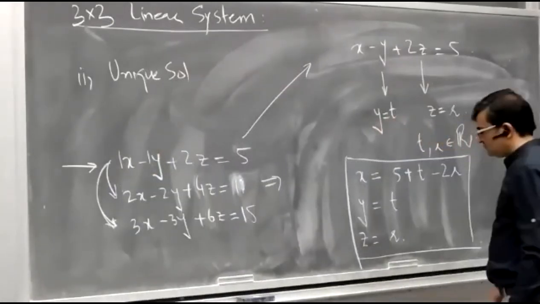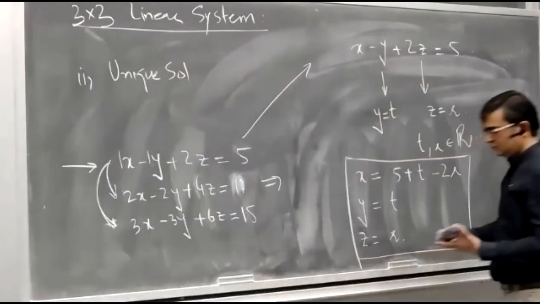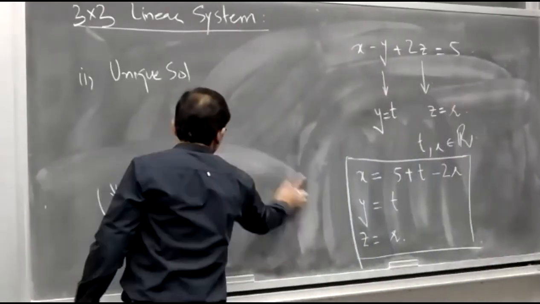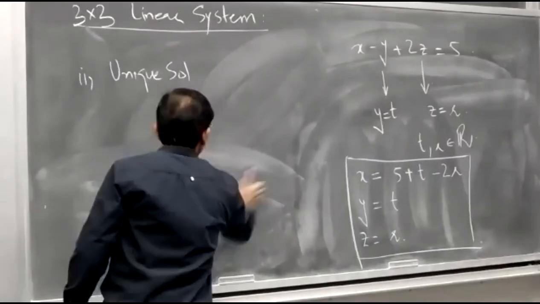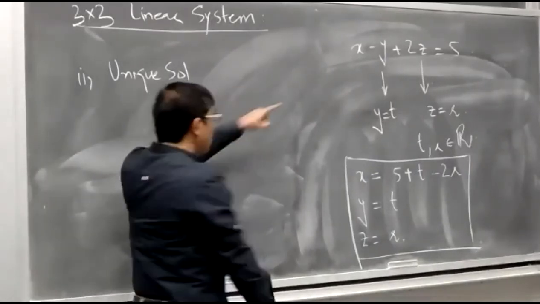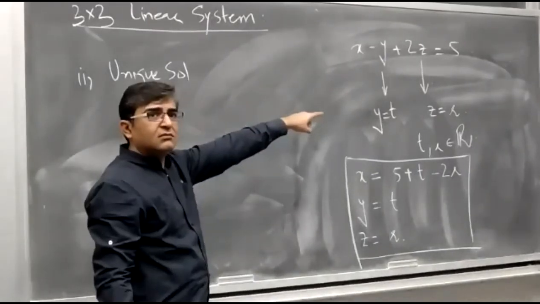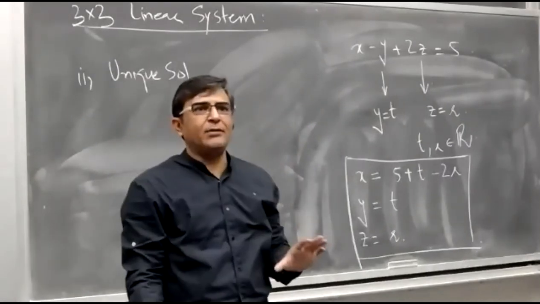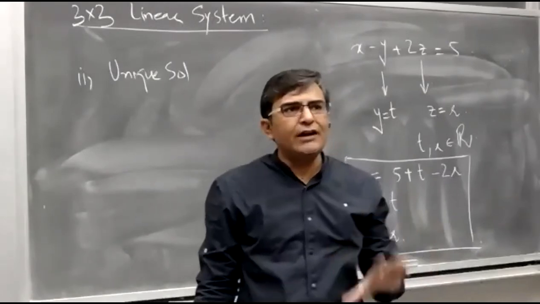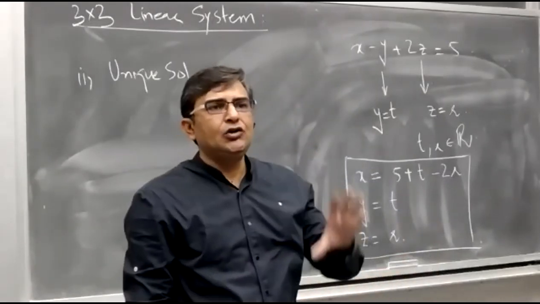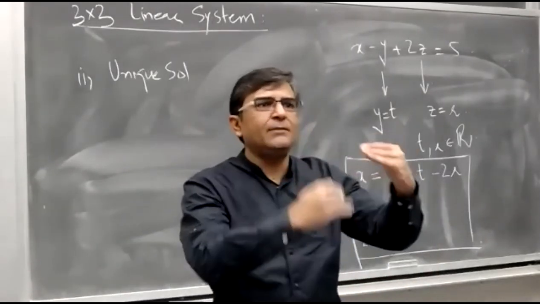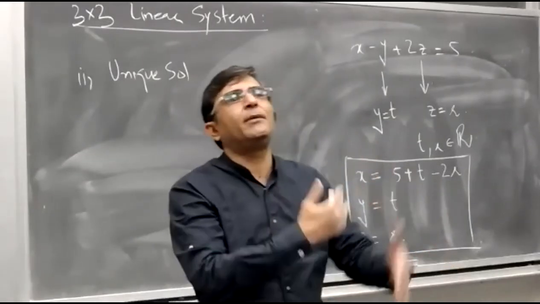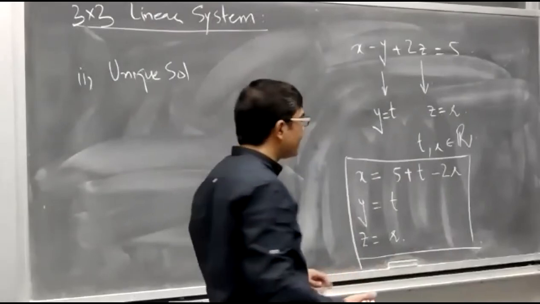Sir, this equation, 1x minus 1y plus 2z is equal to 5 and 2x minus 2y. Sir, is this an example of a unique solution? Which one? This one? Sir, the one you just raised. No, this is not an example of a unique solution. In a unique solution, all the three equations must be different from each other. They should not be multiples of other equations. Okay?